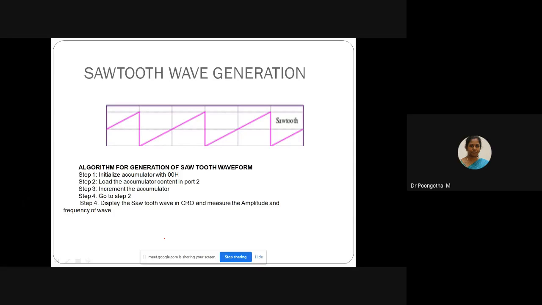So first, initially start with 0, load that value to P2, increment the accumulator content. So what is the maximum limit of the accumulator? The maximum limit of the accumulator is FF. Repeat the same operation. After reaching the maximum value, it rolls over to 0. And again perform 00 to FF to get a continuous sawtooth waveform.